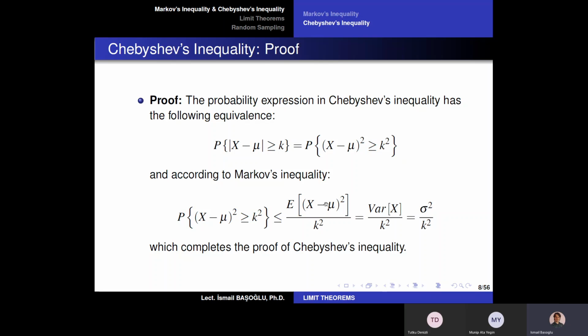Which is basically the variance of X. If you remember, this is the classical formulation of the variance. So μ is the expected value of X, and the numerator is the variance of X, and the denominator is k². Therefore, that probability is less than or equal to σ² over k². So the proof of Chebyshev's inequality is very, very easy when you understand Markov's inequality.